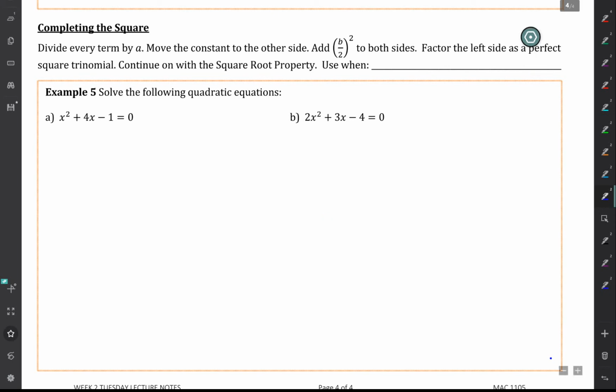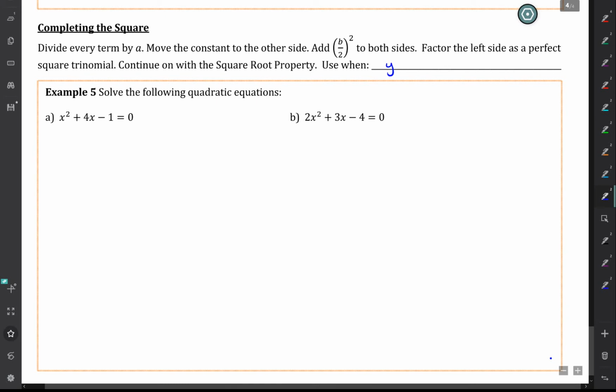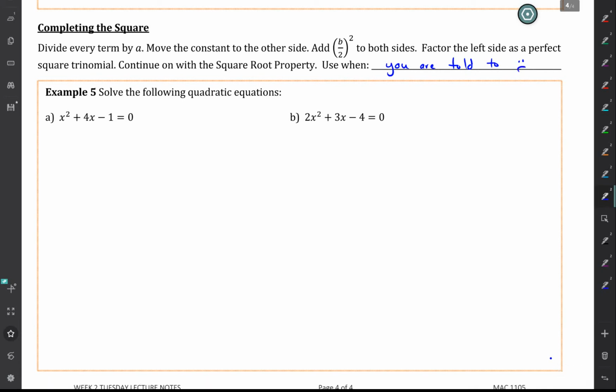And this is obviously complicated, and so I'm going to say use this whenever you are told to. So that's kind of sad, but you won't have to use it very often. But we'll do 2 examples just so you see how to do it, and then after that I'll show you the easiest way to solve quadratics.